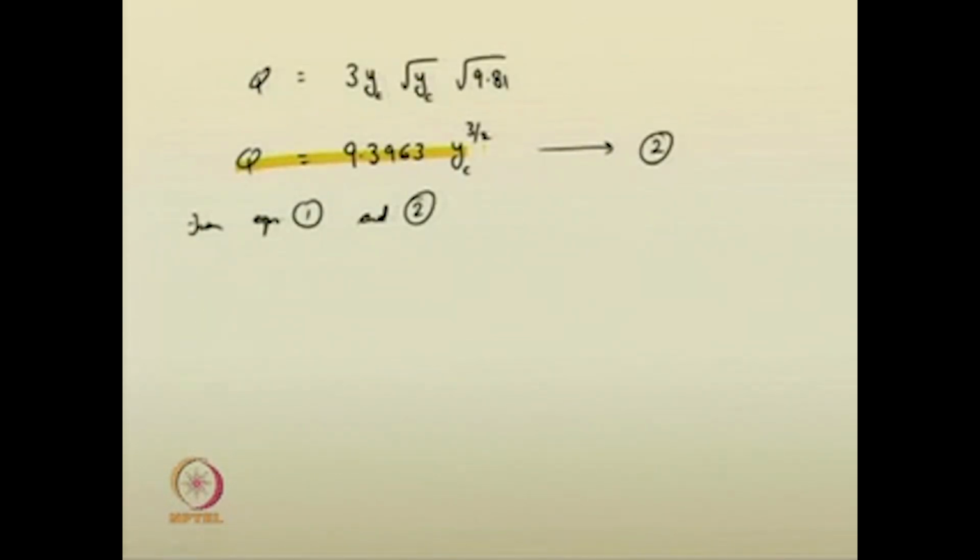So, compare both the equations. From both the equations you can eliminate now the critical depth YC. You can have expressions between discharge Q and critical slope S0C. Like this, you can eliminate YC from those expressions. So, when I did that, I got the following thing.